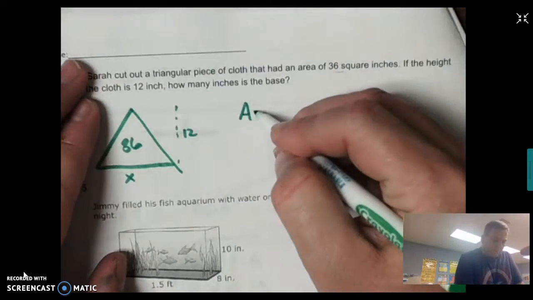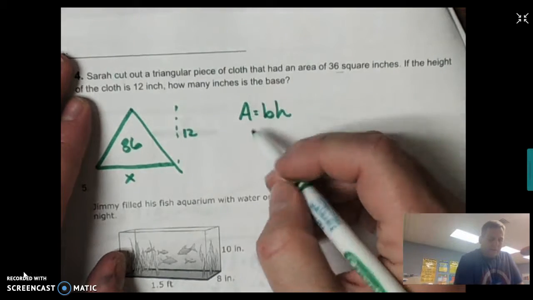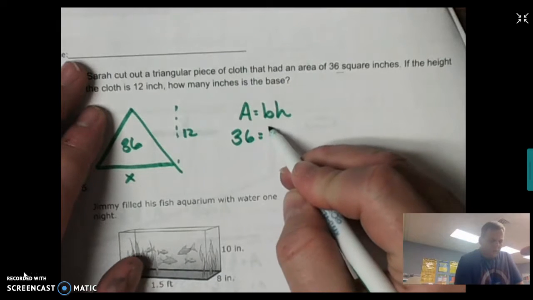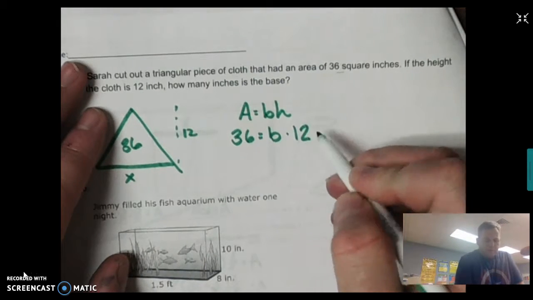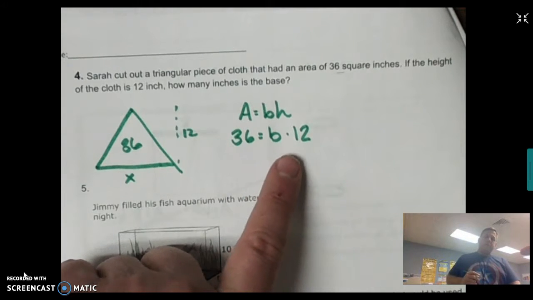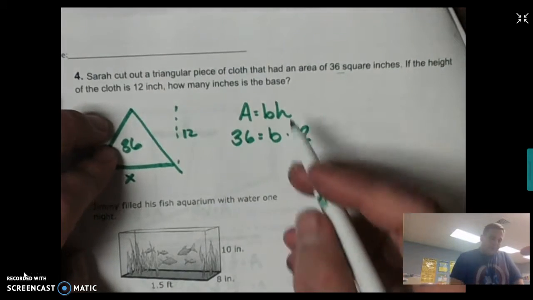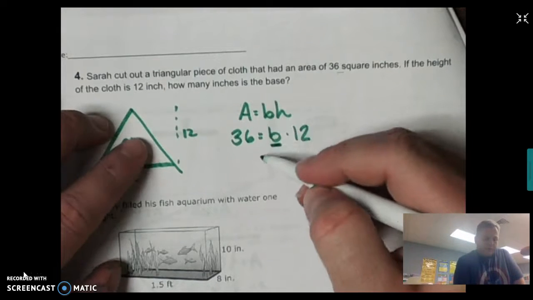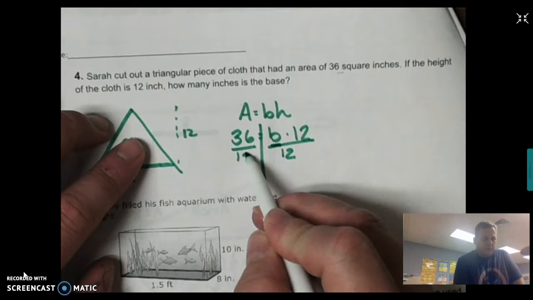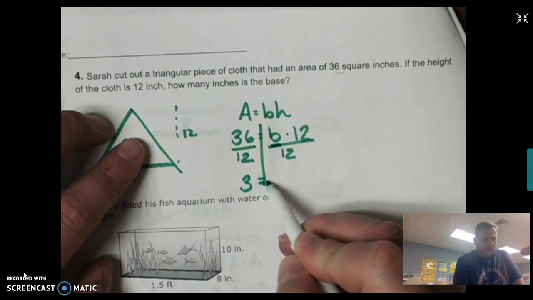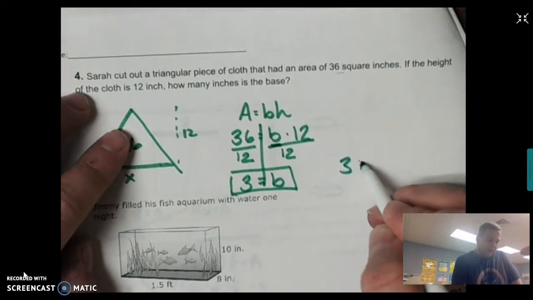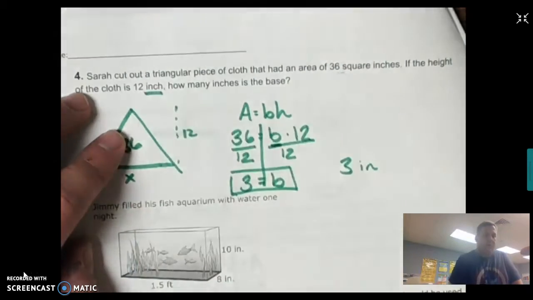So I'm going to use my formula, area equals BH. I'm going to plug in what I do know. I know the area. I know the height. So I essentially have 12 times B here. 36 equals 12 times B. And we all know that in order to get my variable by itself, draw a line, divide both sides by 12. So I get 3 equals the base. So it would be 3 inches, since we're dealing with inches there.